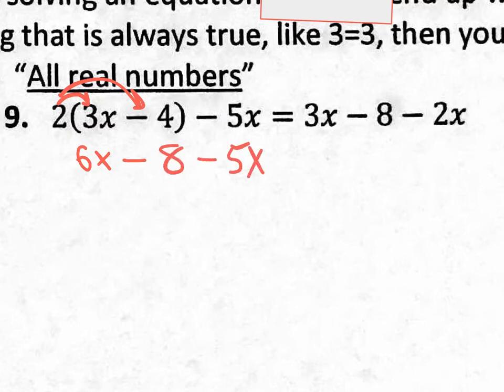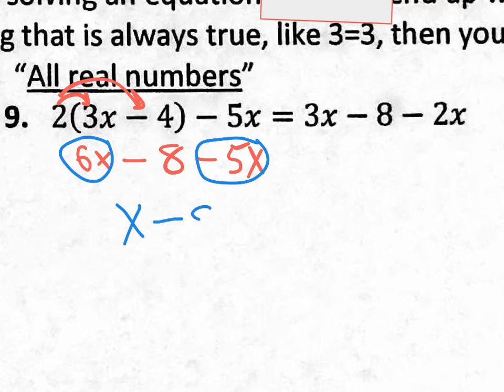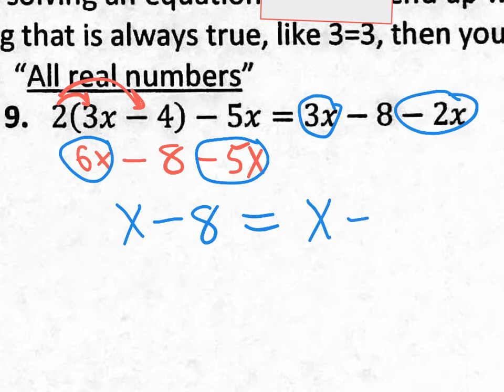And on the left side, we could still combine the x's. 6x take away 5x, that is 1x. Bring down the minus 8. Bring down the equal sign. And on the right side, there is no distributive property, but you could combine like terms. 3x take away 2x is 1x. Bring down the minus 8. And what do we have, guys? We have something that's identical. x take away 8 is equal to x take away 8.